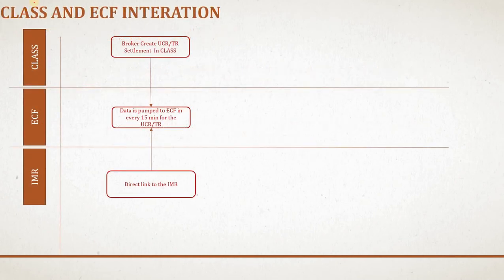Now look at the interaction between the CLASS and the ECF system. So here is the CLASS system, ECF system and IMR system. The broker creates the UCR and transaction in the CLASS system or their own system, which will feed the information to the CLASS system. Then every 15 minutes the data is pumped to the ECF, and ECF also has a direct link to the IMR claim side.